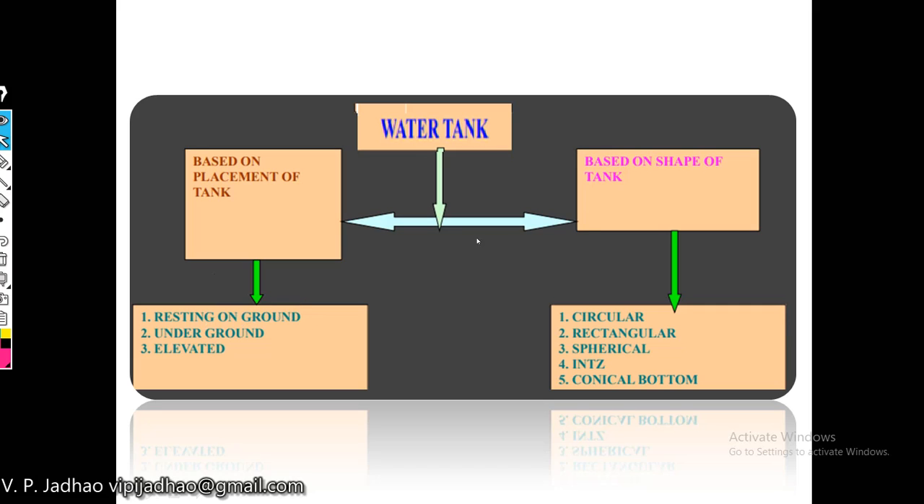Now based on the shape of our water tank, there are different types of water tanks. The first one is a circular water tank. Definitely, common sense, it has a circular plan. The second type is a rectangular water tank. It will have a rectangular plan. The third one is spherical, the fourth one is Intze, and the fifth one is the water tank having a conical bottom. We'll see examples of these one by one.